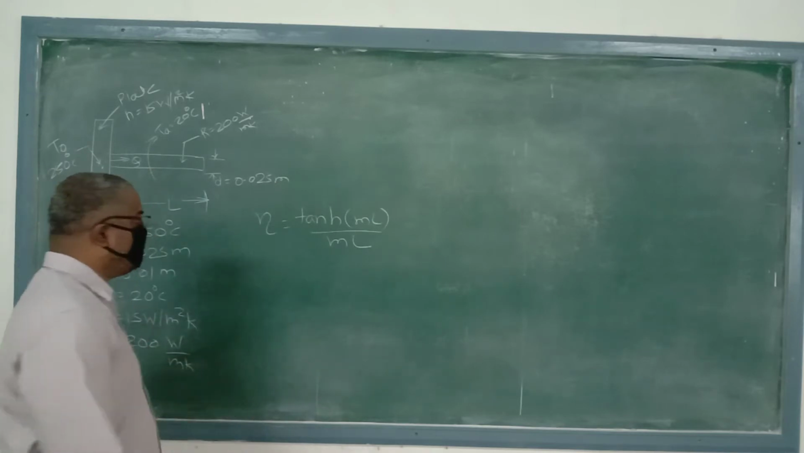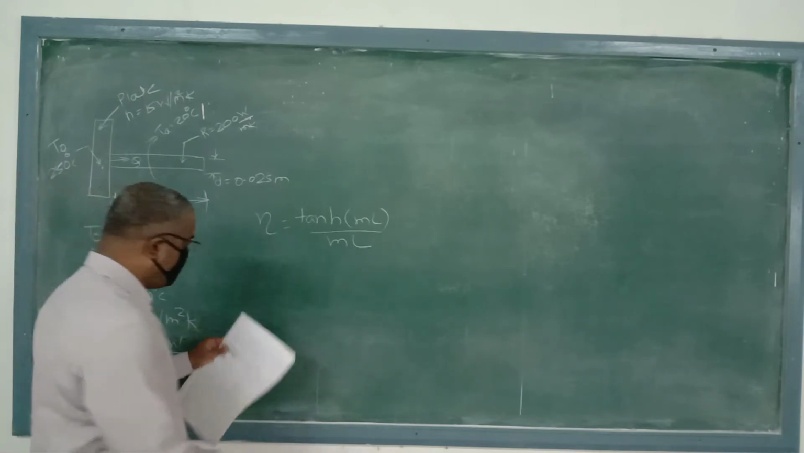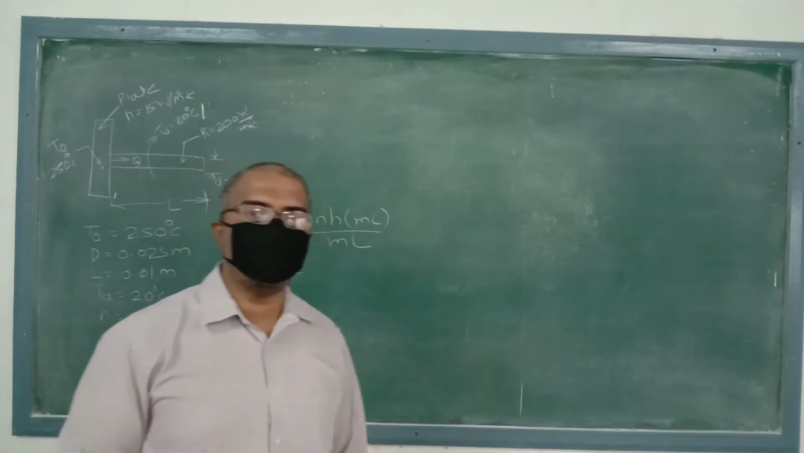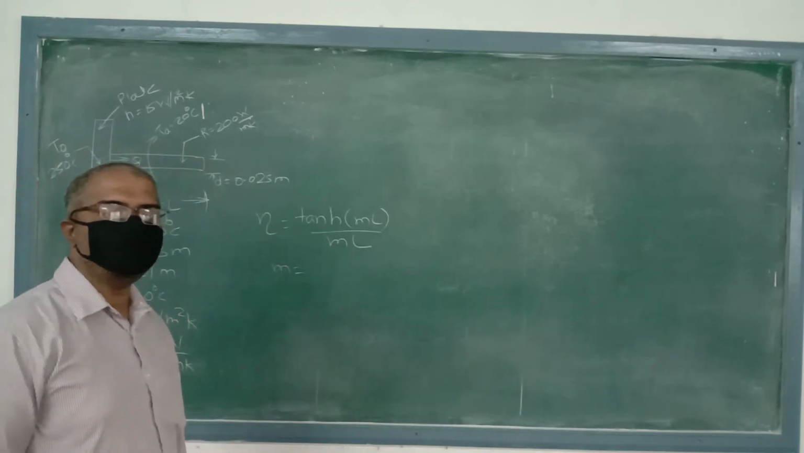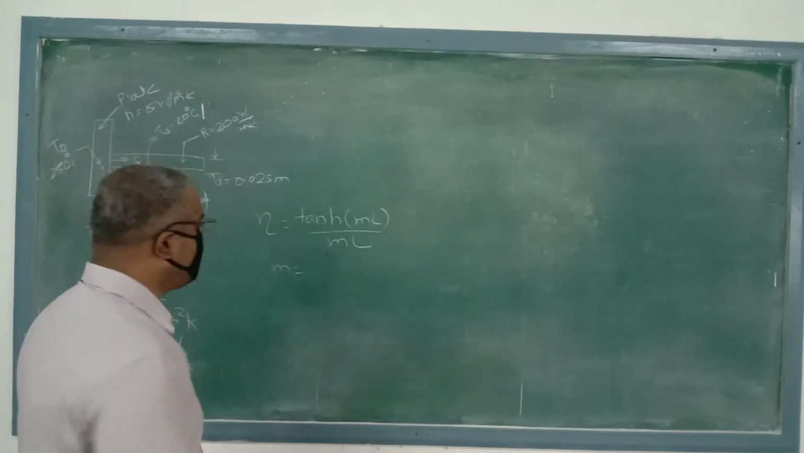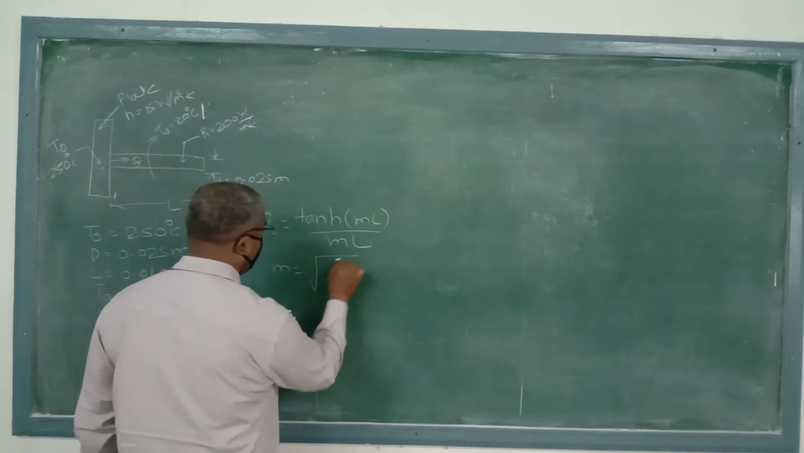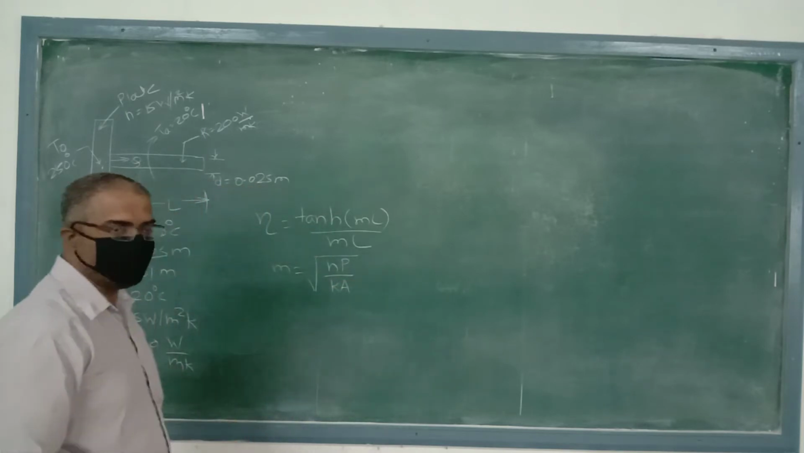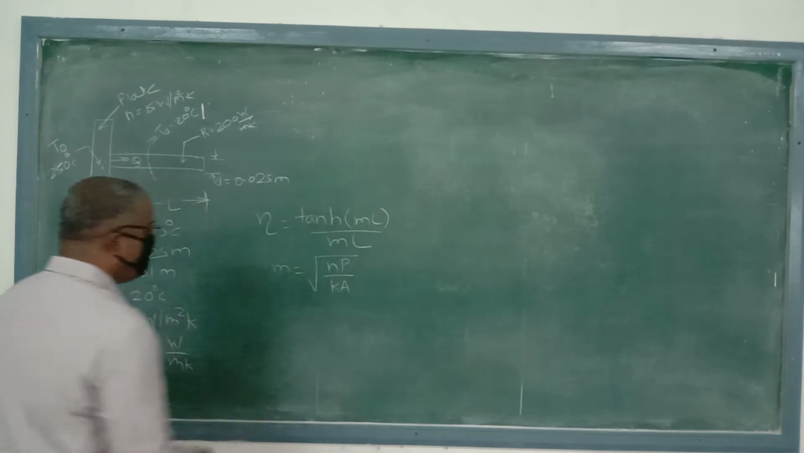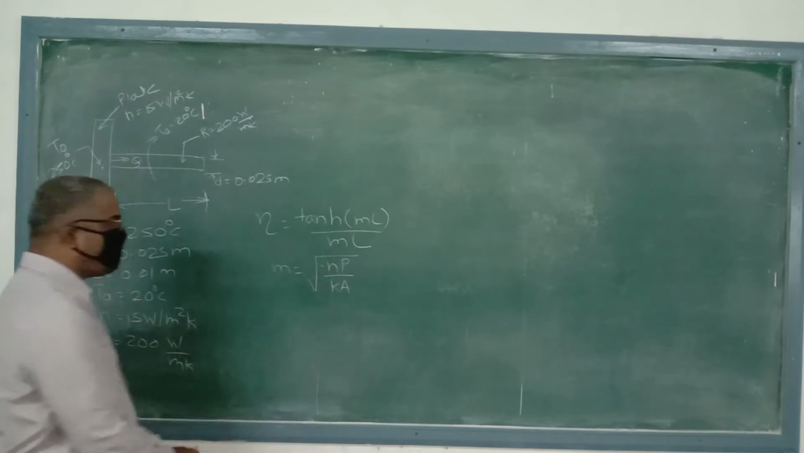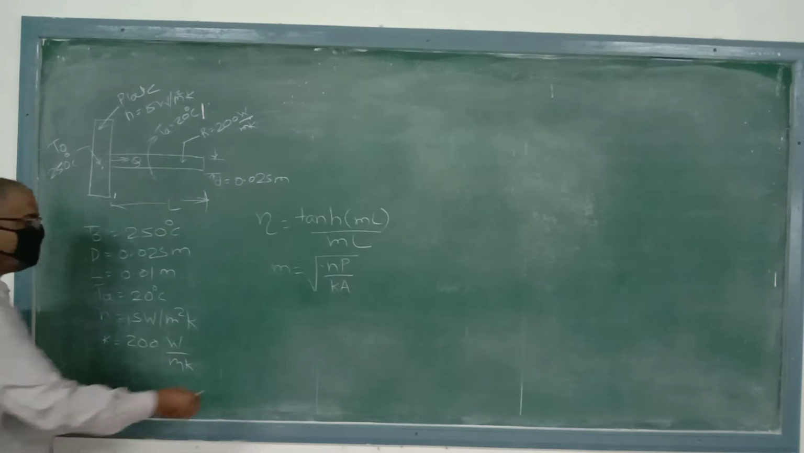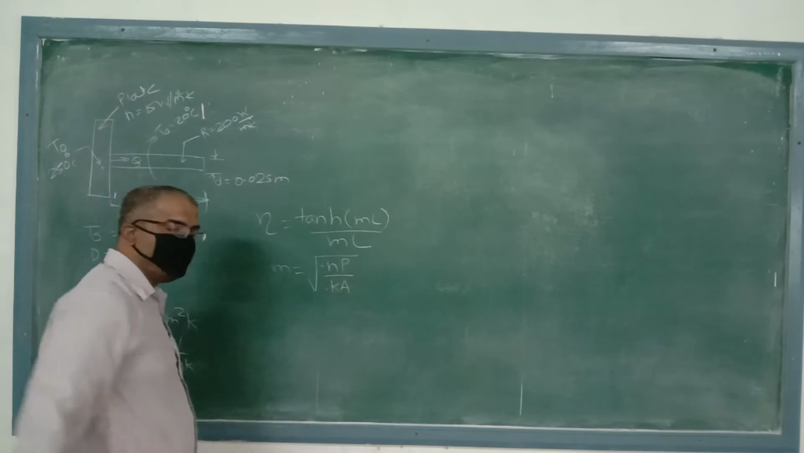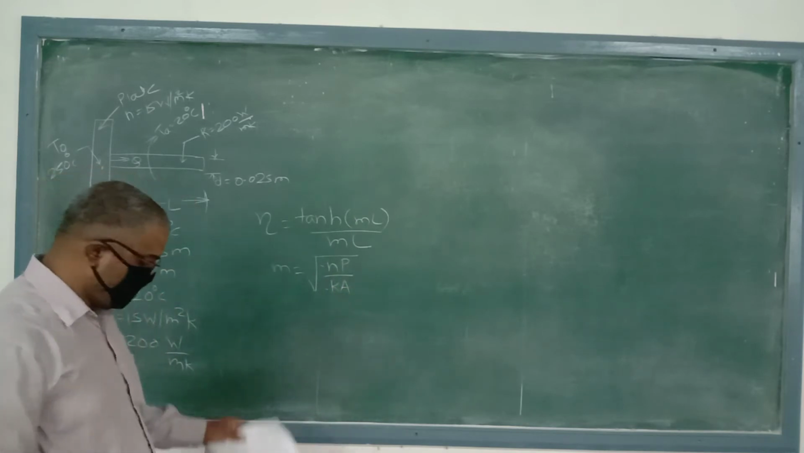So in this problem they have given all the things. Only we have to find first the value of m. Okay. How we are going to find this value of m? We know that m is equal to under root hP by kA. So we are writing here under root hP by kA. Okay. So in this formula they have given the value of h, they have mentioned the value of k also. Just we have to find first perimeter and cross section area.